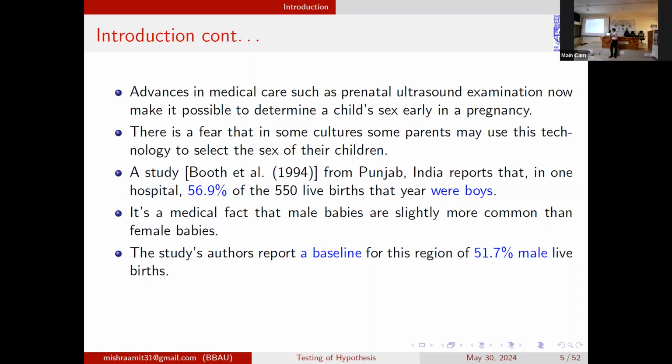Now they have again searched in that area for what the baseline should be, that means the average possibility. They got 51.7%. So now you again see the difference: there is 57% and there is approximately 52%. Now there is a mathematical difference between these two numbers, but is it a statistical difference or not? If there is a statistical difference, then you can say that something is illegal, maybe in that particular hospital.